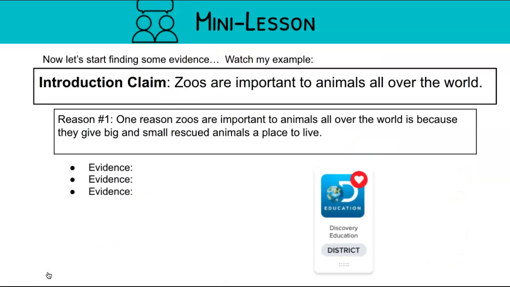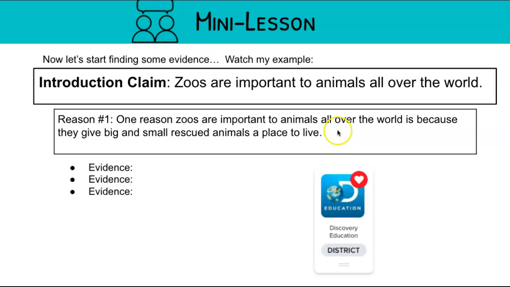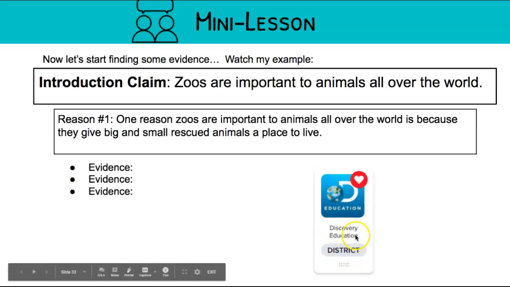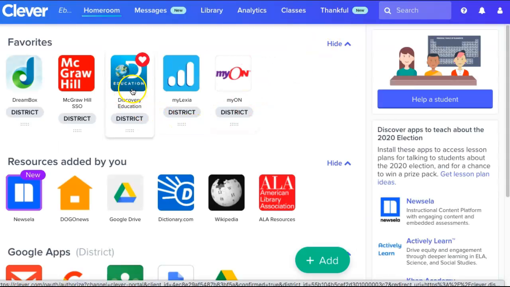So our next job is going to be to find some evidence. So I've got my claim, zoos are important to animals all over the world. I've got my first reason. One reason zoos are important to animals all over the world is because they give big and small rescued animals a place to live. I need to find some evidence. So the resource that I'm going to use today is Discovery Education. This is located on Clever. So I'm going to go to Clever and I'm going to find Discovery Education.